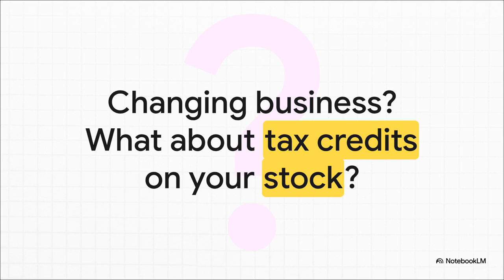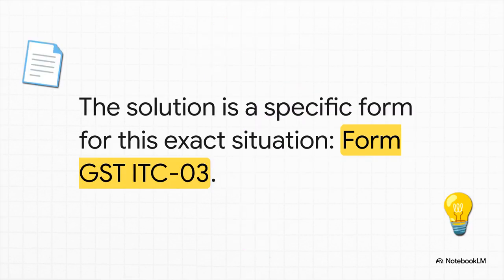Okay, so let's just jump right into a situation you might find yourself in. Let's say you've decided to switch your business over to the composition scheme, to make your taxes a little simpler. Or maybe, out of the blue, the government decides your main product is now totally tax exempt. Great news, right? Well, yes, but it also creates this interesting little accounting puzzle. What do you do with all that input tax credit you've already claimed on the stock you have sitting in your warehouse? Because under the new rules, you're not really eligible for that credit anymore. Something's got to give. And that's exactly where Form GST ITC-03 comes into the picture.